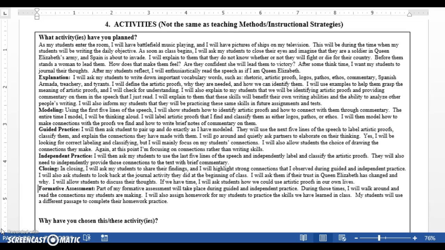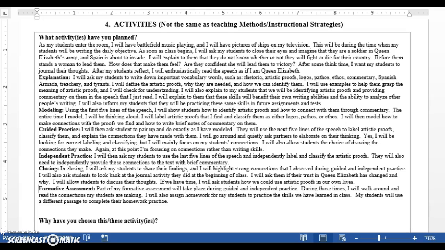I will also show them how to write brief notes of commentary. And I'm also going to allow my students, when they're in guided practice and even independent practice, to make connections through drawings if they choose. And so I may even give them an example of what that would look like as well.